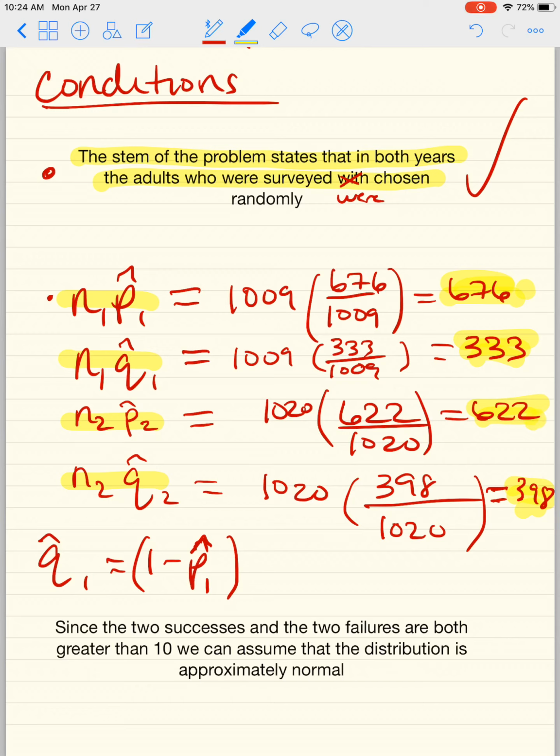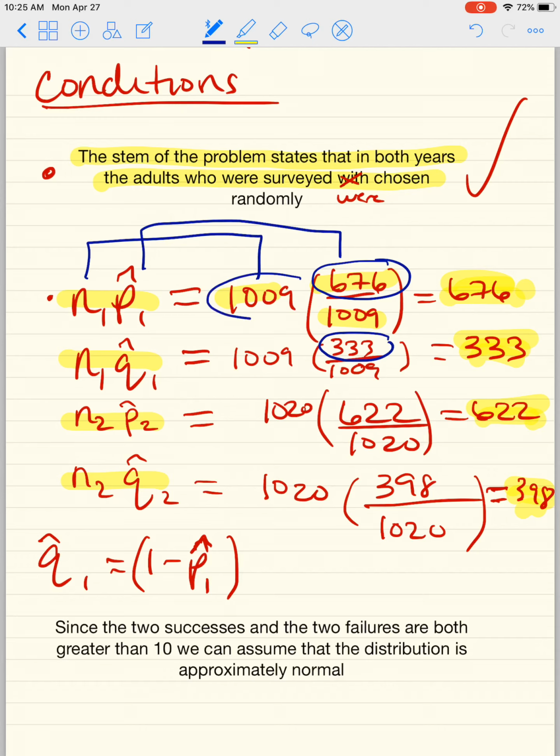These are called successes and failures. So 1,009 times 676 over 1,009. Constantly remind yourself that this N is a number, this P hat is a fraction, and so on. The way you get the 333 is 676 minus 109 leaves you with 333, and 622 minus 120 leaves you with 398. So these are your four successes and failures. Since the two successes and the two failures are all greater than 10, we can assume the distribution is approximately normal. So step two is satisfied.